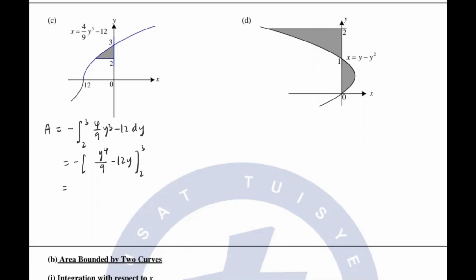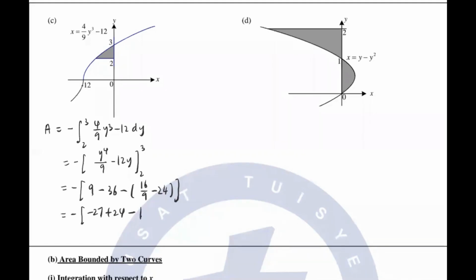Okay? So let us put 3 inside. 3 power 3 is 81. 81 divided by 9 is still 9. 12 times 3 is 36. 2 power 4 is 16, right? 16 over 9. 12 times 2 is 24. Okay, who can help me? Nobody. So I will do this first. This will be 37, right? Plus 24. Then I minus 1.